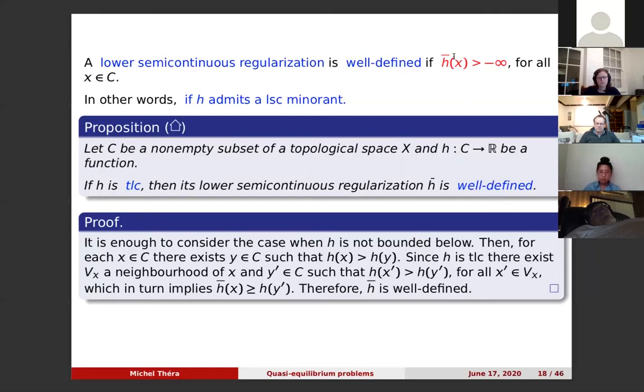And we have this proposition: if C is a non-empty subset of a topological space X and H is a function defined on C, then if H is transfer lower continuous, its lower semi-continuous regularization H bar is well defined. This is an example of well-defined lower semi-continuous regularization. Okay, I skip the proof.